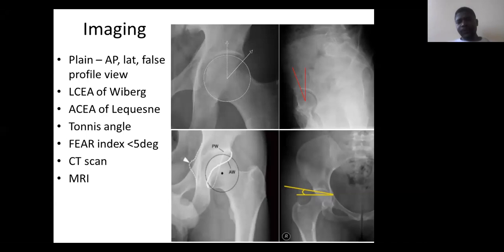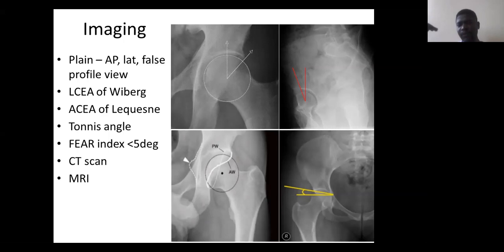There are certain parameters we take a look at, like the lateral center edge angle of Wiberg on the AP view. Taking a look at the top left X-ray, the center of the femoral head is the reference point. Then we draw a vertical line through that. Then we draw a line from the center of the head of femur to the lateral edge of the acetabulum. So in a dysplastic hip, that angle is less than 20 degrees.